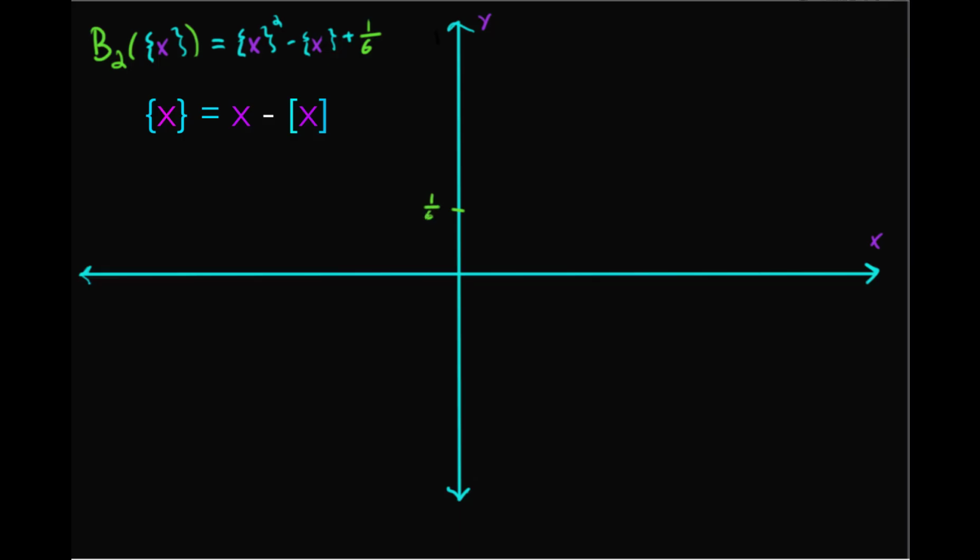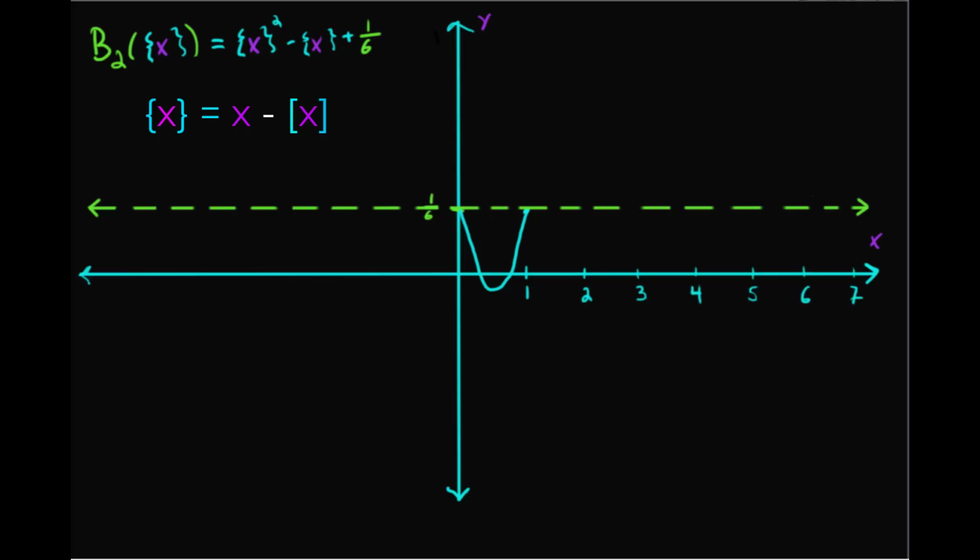Well, from x equals 0 to x equals 1, x is just a fraction, so the fractional part of x just equals x. So our function, capital B2 of the fractional part of x, is just the parabola x squared minus x plus 1/6 evaluated on values of x from 0 to 1. At the endpoints of the interval, x equals 0 and x equals 1, the fractional part of x, of course, just equals 0, so the function there equals 1/6.